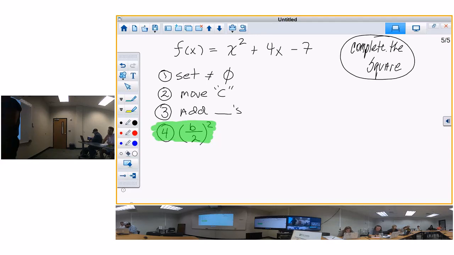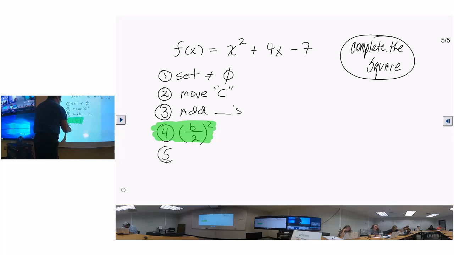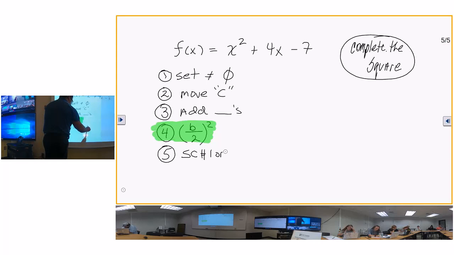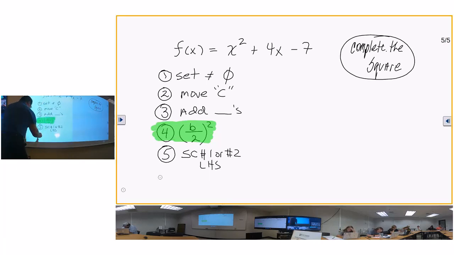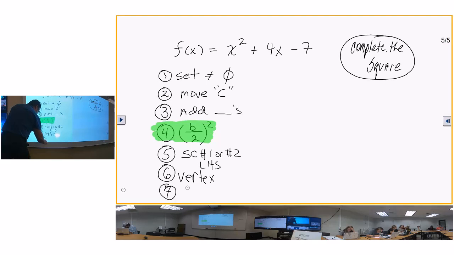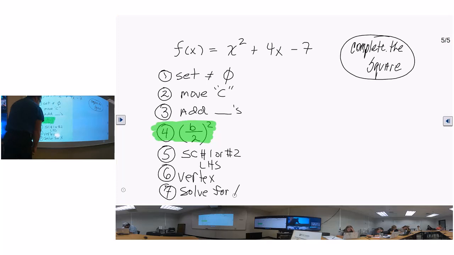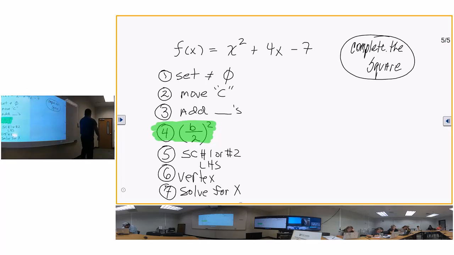And 5, if you do completing the square, it will leave shortcut number 1 or 2 on the left-hand side. 6, find your vertex, and I'll show you how to do that. And 7, solve for x. Now on a scale from 1 to 10, this one's about a 1. We're going to go all the way through 10. I'm going to give you each difficulty level.